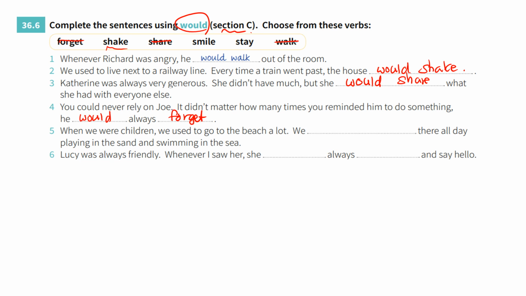And number 5. When we were children, we used to go to the beach a lot. And then we would stay there all day, playing in the sand and swimming in the sea. Number 6. Lucy was always friendly. Whenever I saw her, she would always smile and say hello.